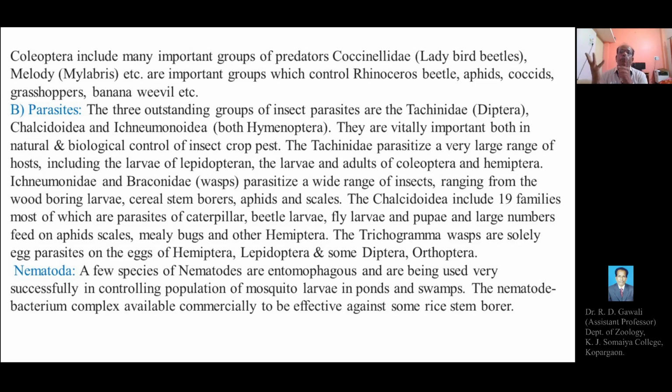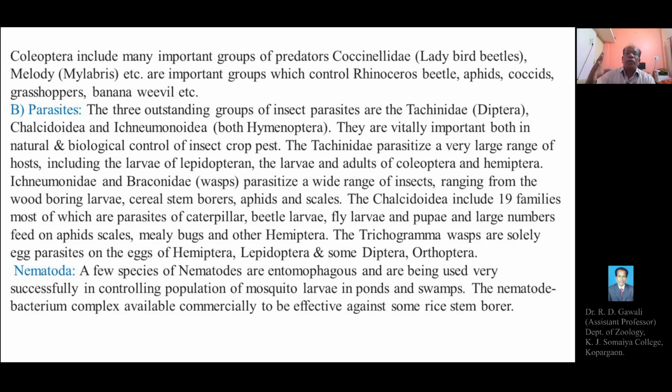So these are the various groups of insects belonging to the order Diptera, such as Tachinidae. Then the examples of Hymenoptera are Chalcidoidea, the families Ichneumonidae and Braconidae, then Trichogramma. These can be used as parasites of the different stages, maybe eggs, larvae or adults, of a variety of insect pests attacking different types of crops, so they can be successfully used for the control of crop pests.